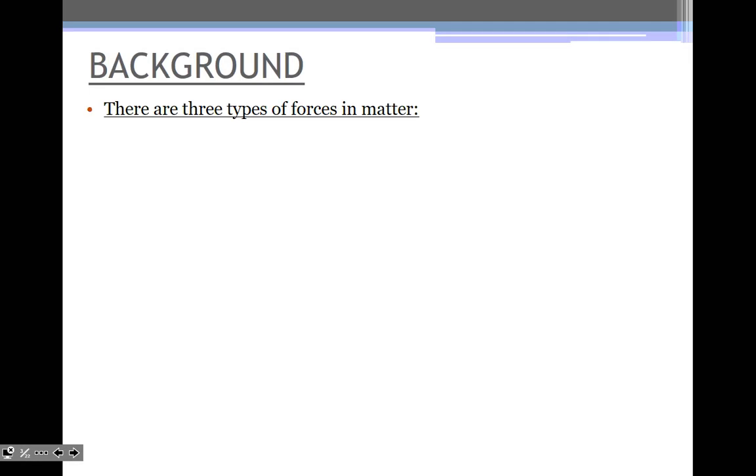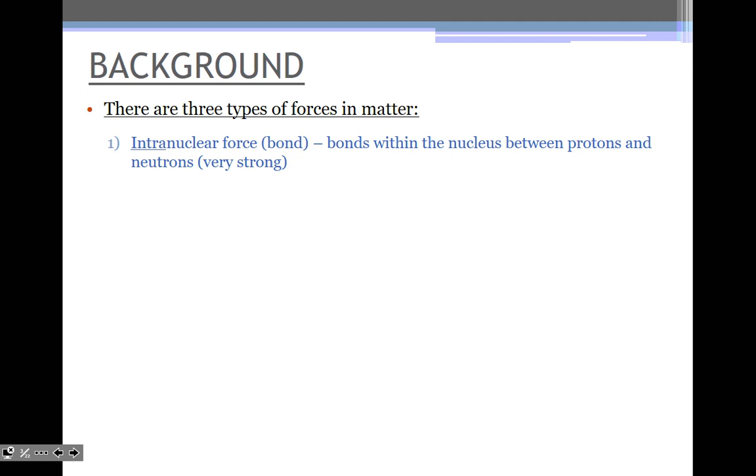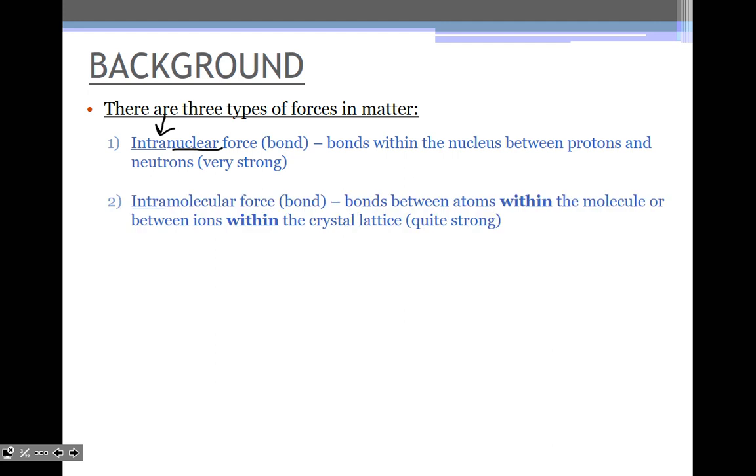There are three types of forces in matter. This is a little FYI. You're not going to be tested on this, but the previous slide about what exothermic and endothermic reactions are and how they relate to bond energy, that might be a question on an assessment. Intranuclear force. Intra meaning inside, nuclear meaning in the nucleus, and that's the bond that exists between the protons and the neutrons. That force is very, very strong, kiddos, because you never ever see protons and neutrons leaving the nucleus. The nucleus always stays intact, and it's very, very strong.